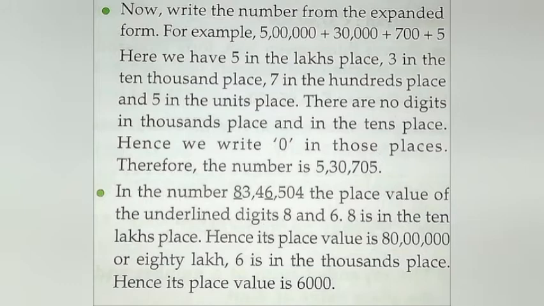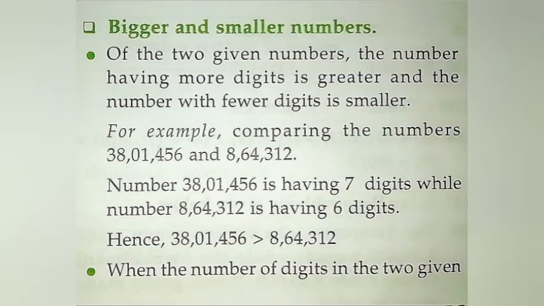8 is in the 10 lakhs place, hence its place value is 80 lakh, in figures and words as they have given. 6 is in the thousands place, so the place value is 6,000. Here in the first point you learned about 0, and in the second, the underlined digits and how to find the place value. Now we learn about bigger and smaller numbers.